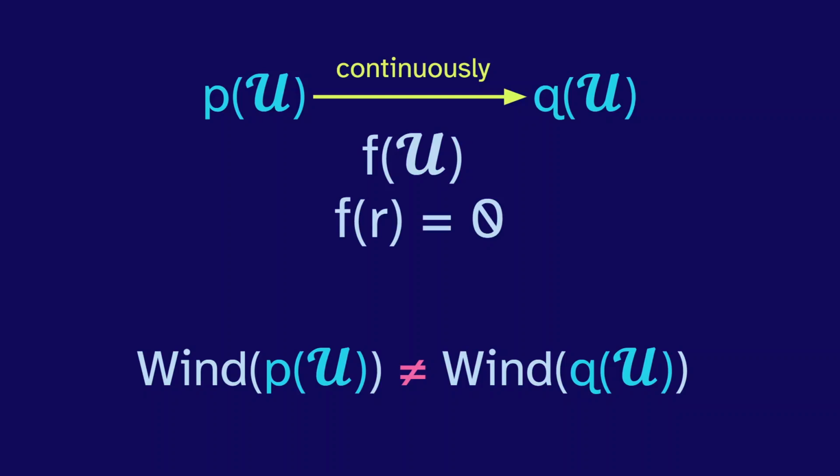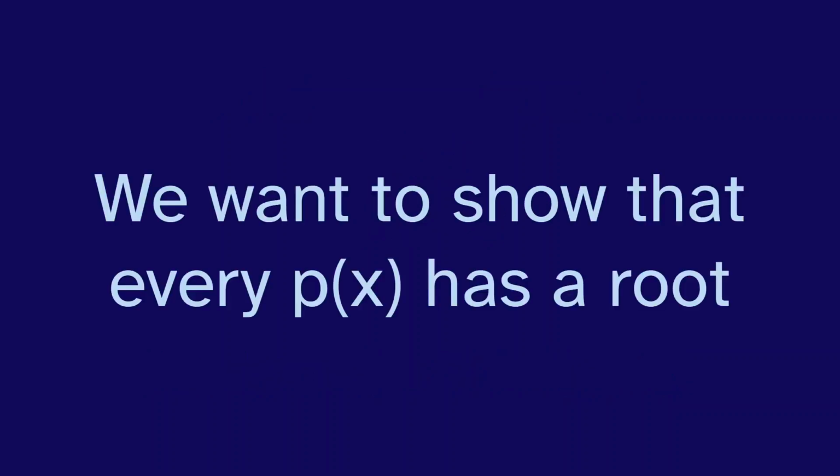But there's a slight problem. This method tells us that there is some polynomial f, but we don't necessarily know what it is. We want to show that every polynomial p of x has a root. We want to be able to target a specific polynomial. But this comes down to just a change in our perspective.